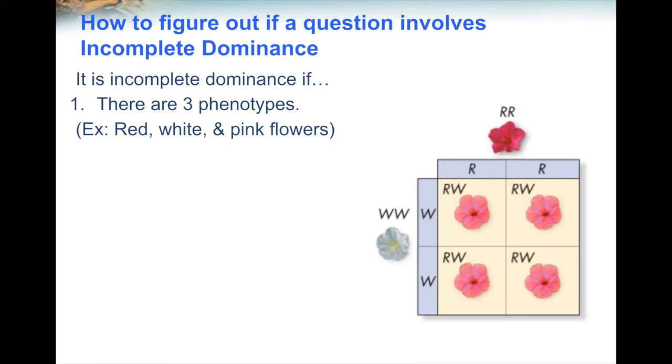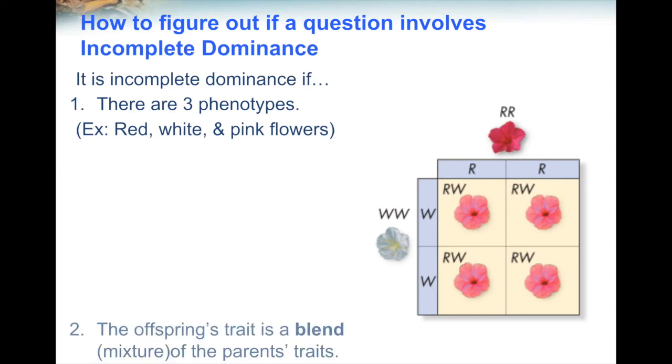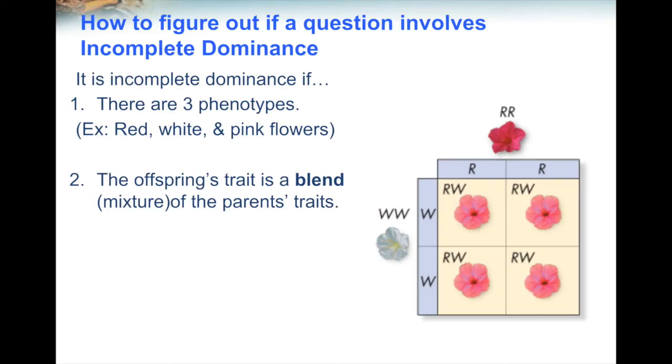Another clue that will help you see if a Punnett square problem is talking about incomplete dominance is if there's a blending in of traits. So remember, the memory clue is blend in, incomplete. We have the red and the white flowers, and then they were blending in to make the pink flowers.